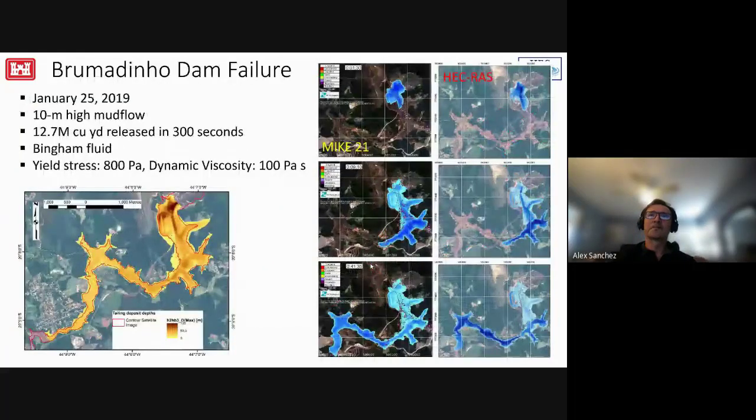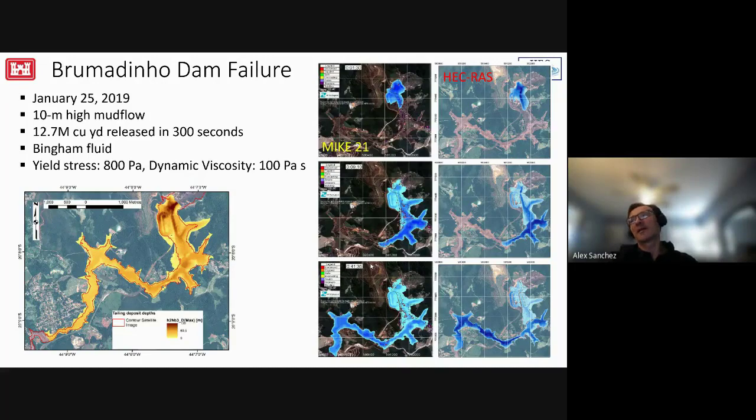It was January. That was my fault. The mudflow's maximum height was 10 meters, which is pretty amazing. There's 12.7 million cubic yards released in 300 seconds.